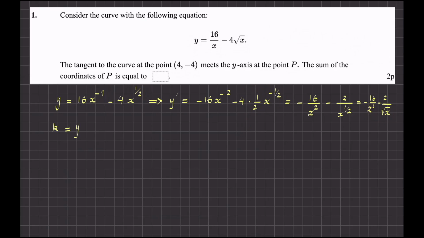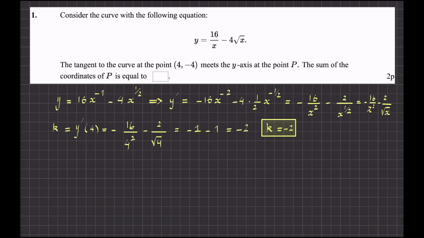So the k value is y prime of 4. So this becomes -16 over 4 to the power of 2, and then -2 square root of 4. Okay, 4 to the power 2 is 16, 16 over 16 is 1, I have a minus sign there, so it becomes -1, and the square root of 4 is 2, so it becomes -2 over 2, which is also another 1. So this becomes -2. So the k value of the tangent line is -2. Okay, so the k value is given now.